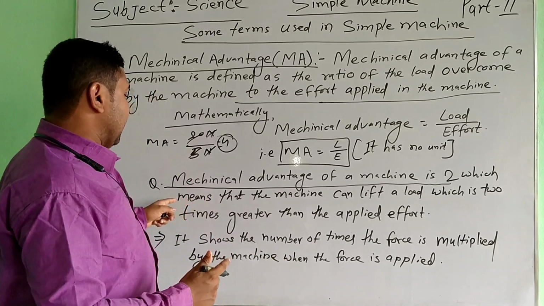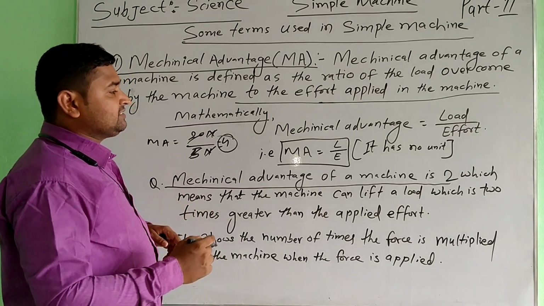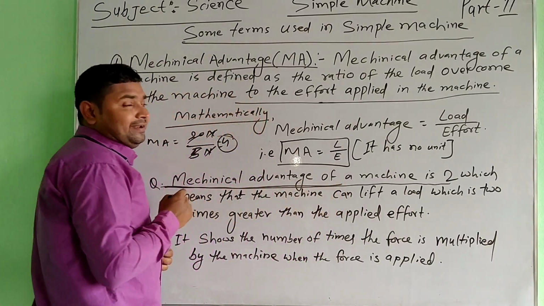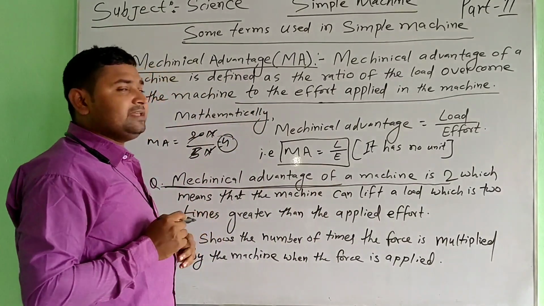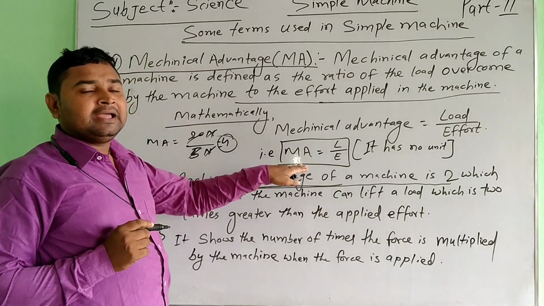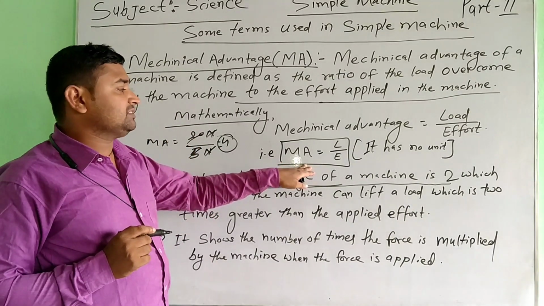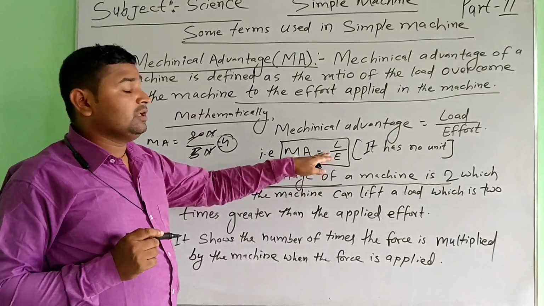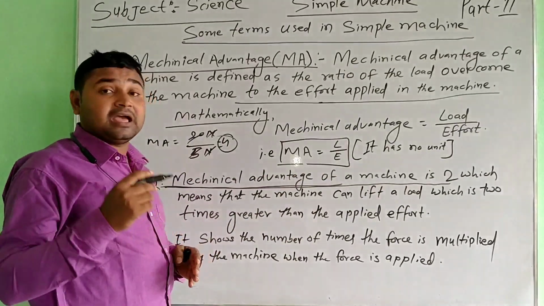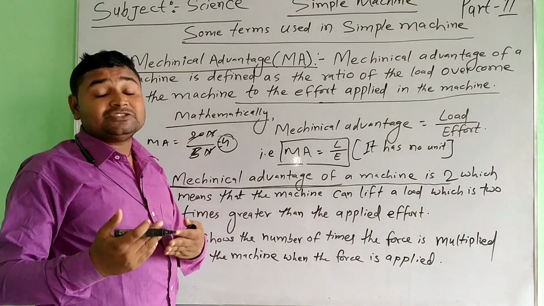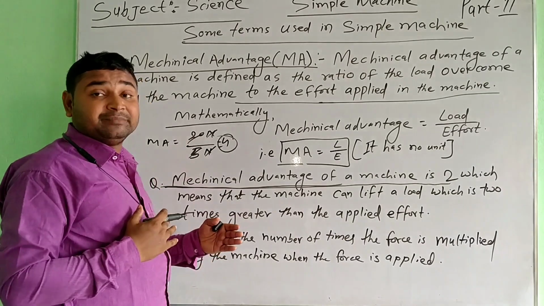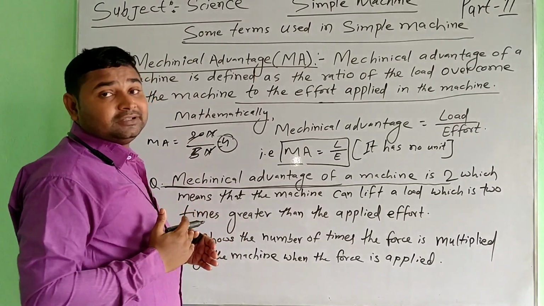So, we can easily calculate the mechanical advantage by applying the formula: mechanical advantage is equal to load by effort. In the previous class I already explained what load and effort are. Watch those videos also and try to understand.